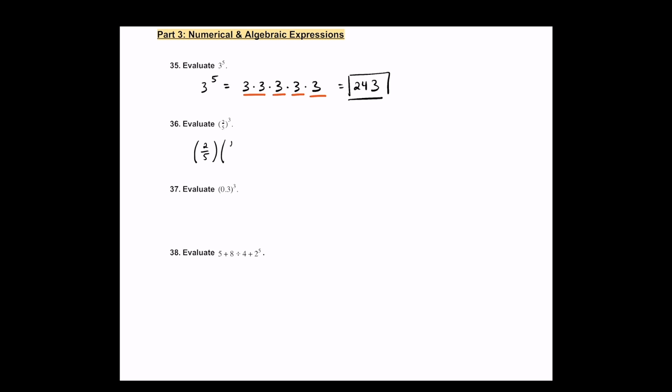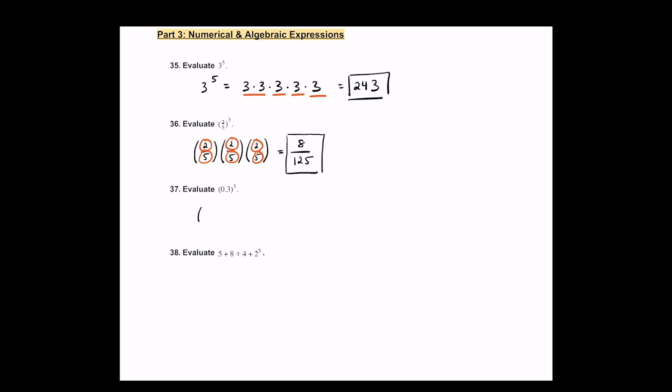For 36, we have 2/5. This works the same way with fractions, so 2/5 times 2/5 times 2/5. If you know how to multiply fractions, like we said earlier, we can't cross cancel, but if we take the 2 times 2, that's 4, and 4 times 2 is 8. On the bottom, we have 5 times 5 is 25, and 25 times 5, I believe, is 125. Keep in mind, if you're ever multiplying proper fractions together, it always gets smaller.